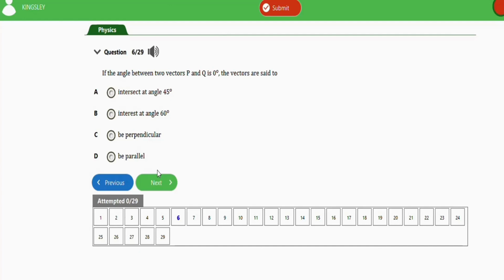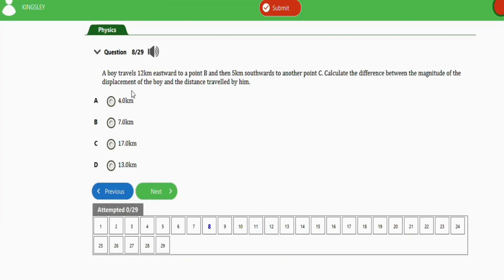The next repeated question will be this question. It says, a boy travels 12 kilometers eastward to a point B and then 5 kilometers southwards to another point C. Calculate the difference between the magnitude of the displacement of the boy and the distance traveled by him. Alright, so for this particular question, we're going to use the resultant formula to solve it. So let's represent the movement of the boy here now.